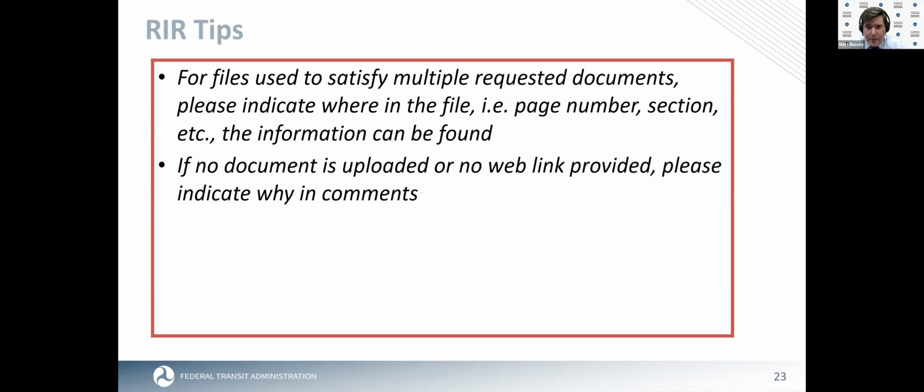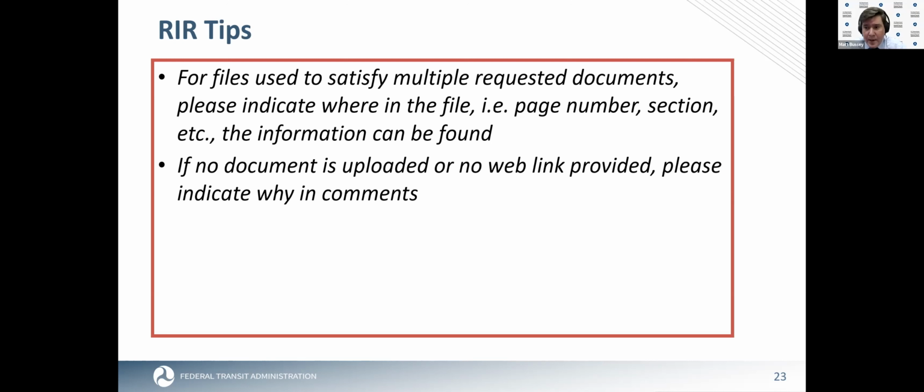So throughout this webinar, we're going to try and share a couple of RIR tips that we just think will go a long way. The first is that for files used to satisfy multiple requested documents, please indicate where in the file the information can be found. So if you have a 200-page procurement manual that you're submitting and we're looking for information on liquidated damages and whether you use them or not, if you can just say, hey, it's on page 82, that goes a long way.